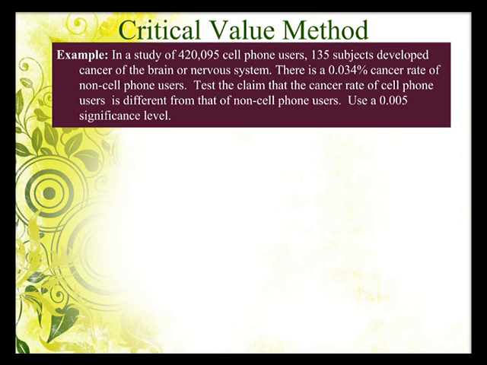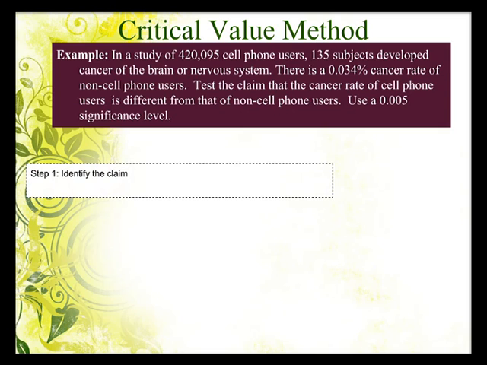Let's look at this example. In a study of 420,095 cell phone users, 135 subjects developed cancer of the brain or nervous system. Suppose there is a 0.034% cancer rate of non-cell phone users. Test the claim that the cancer rate of cell phone users is different from that of non-cell phone users. We'll use a 0.005 significance level.